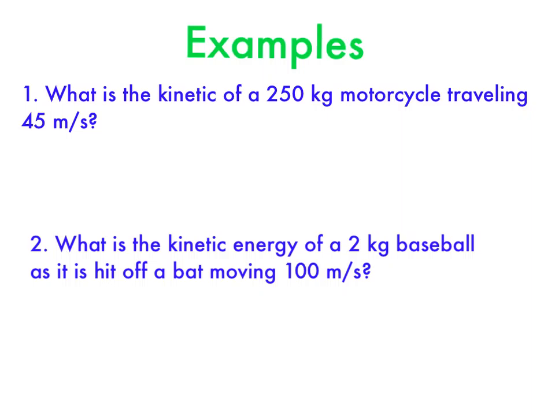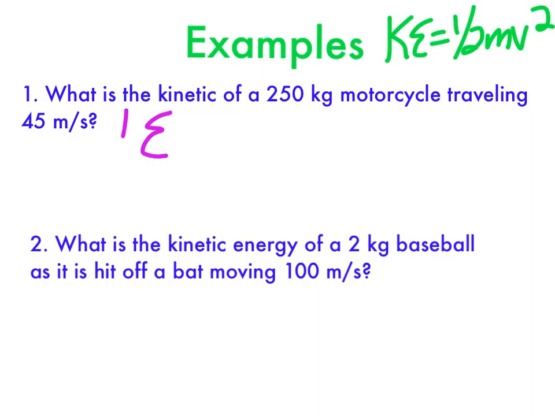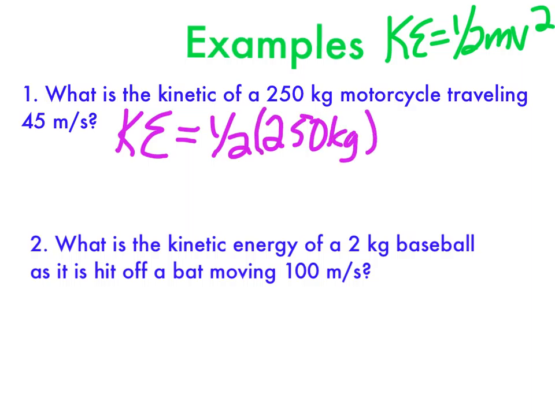So we have two examples here. If you remember from the last slide, we said that KE equals 1/2 mv squared. And now we're actually going to use that equation to solve a couple problems. The first one says, what is the kinetic energy of a 250 kilogram motorcycle traveling 45 meters per second? So what we need to do here is we got to plug our values in. So we have kinetic energy equals 1/2 our mass, so that's 250. So we're going to write 1/2 250 kilograms. We're going to put parentheses around it. It means we're multiplying.